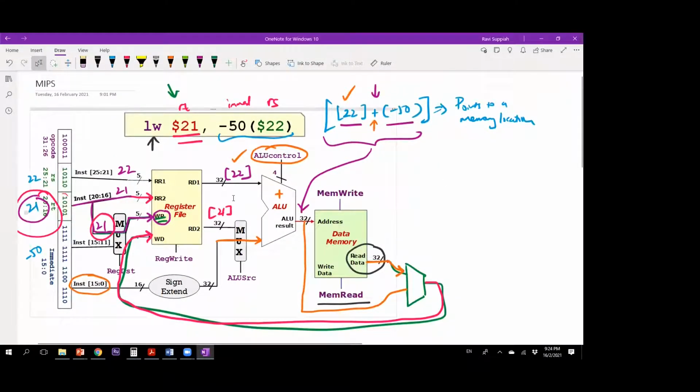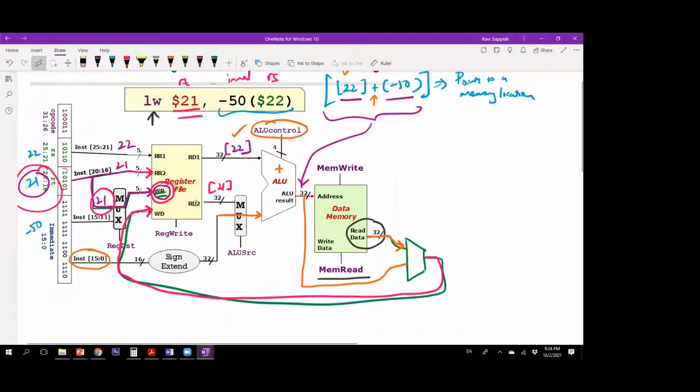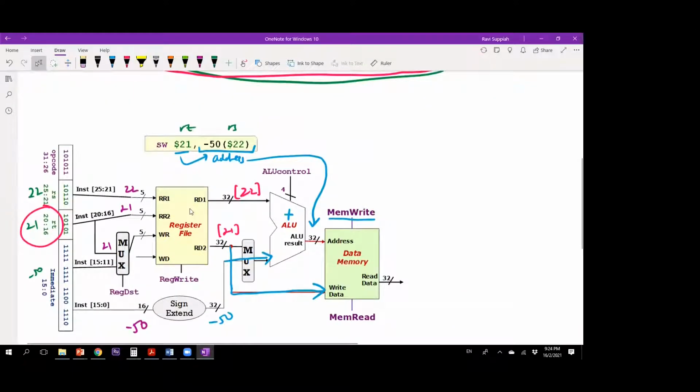Only thing is, over here you are saying that this is the register you want to write back to. So that is why over here we are actually taking 21 to come to the write register. Whereas in the store word instruction, this register 21 is actually here, going to RD22, which will then be written to the memory.